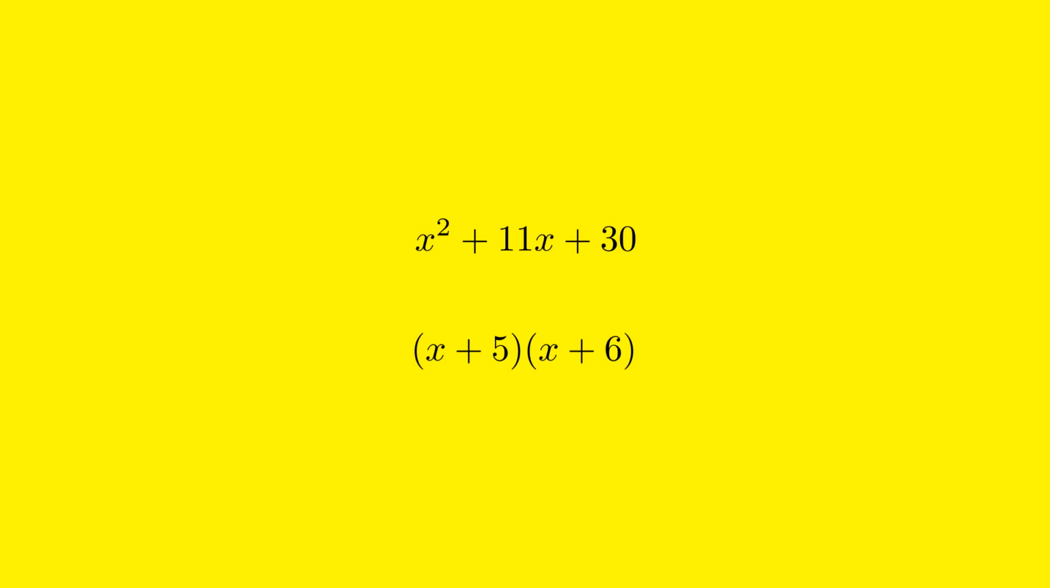To begin, consider the factors of 30, which are 1 times 30, 2 times 15, 3 times 10, and 5 times 6. We need the pair that adds up to 11, which in this case is 5 and 6. So, we can rewrite the expression as x plus 5 times x plus 6.